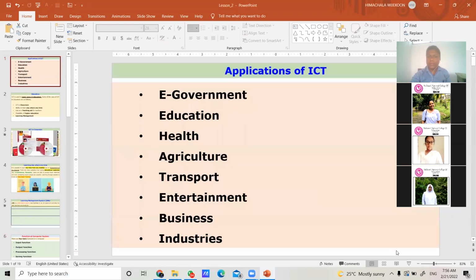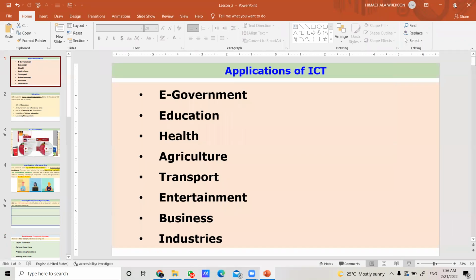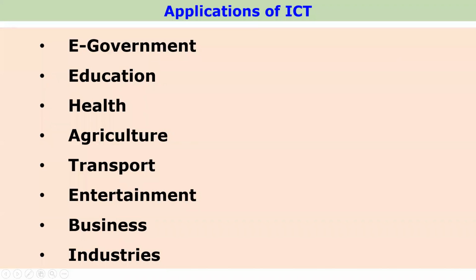Right, applications of ICT. In the presentation you can see some areas where ICT can be used: e-government, education, health, agriculture, transport, entertainment, business, industries, like that. Here I mainly concentrate on education. However, ICT is used in other sectors also, like health and agriculture. They use ICT for different purposes in transport, entertainment, like that. Here we concentrate more on the education sector.